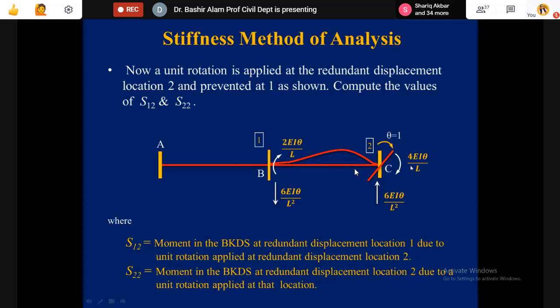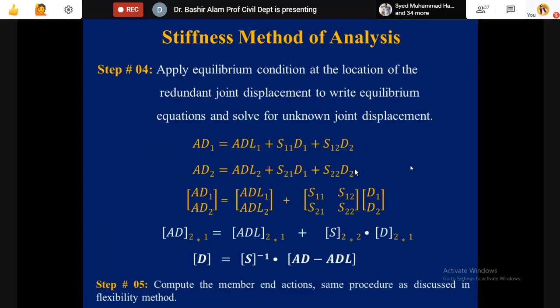These are our values of interest. So the stiffness matrix is generated. After this, what do we do? We go and write the equilibrium equation. Instead of AR, if you remember from the flexibility coefficient matrix, it was AR is equal to F inverse times DRS minus DRL. So here now we have D is equal to S inverse times AD minus ADL.